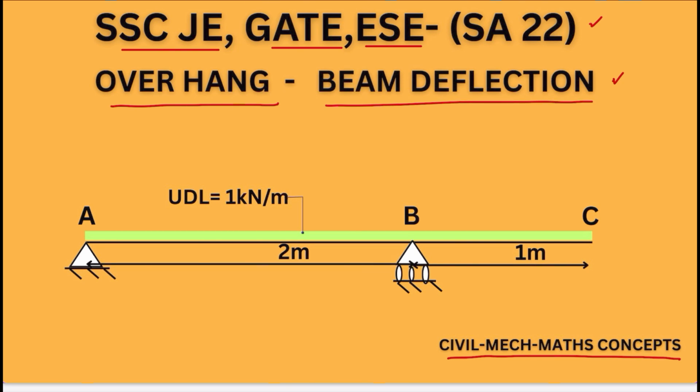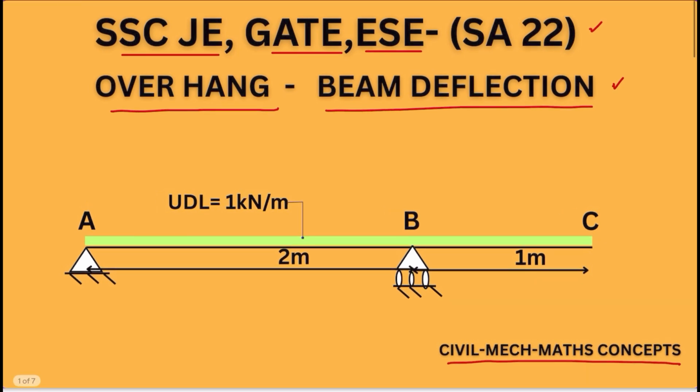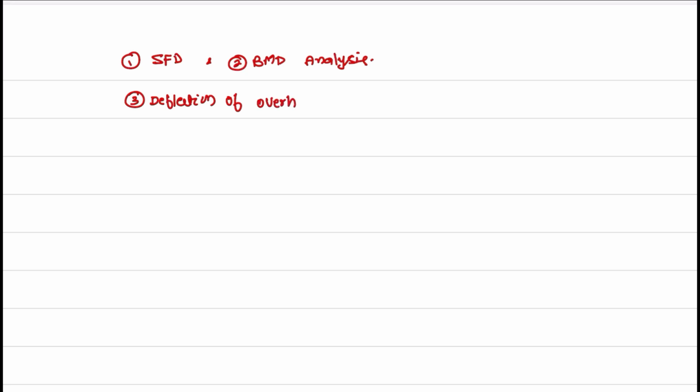Now, we will come to the problem solution. We had already done the SFD, shear force diagram, and BMD analysis. We have already completed that. Now, from this, we have to go for deflection analysis, the deflection of the overhang beam.